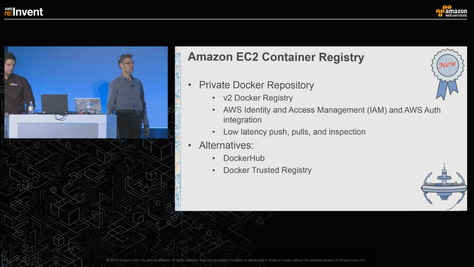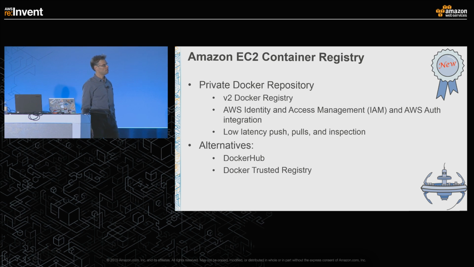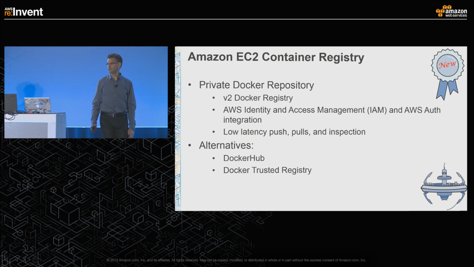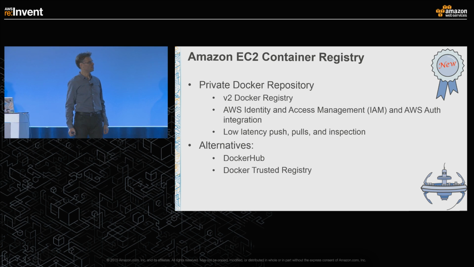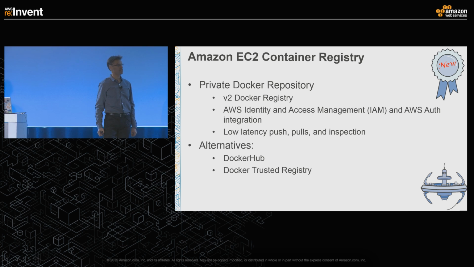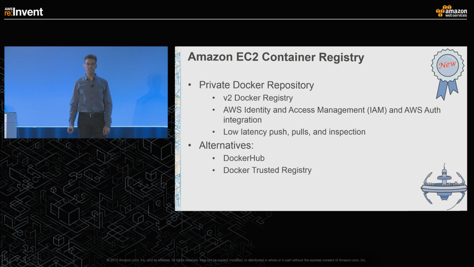So I mentioned the registry, and we were using Docker Hub. That's what we're using for the purposes of this demo. But as announced this morning, another option is coming up soon, and that is ECS itself will host private Docker registries. The ECS hosted registries, the Amazon EC2 container registry as we call it, is a private Docker registry. It's V2. It supports full AWS authentication via IAM, and it supports low latency pulls, push, and inspection.